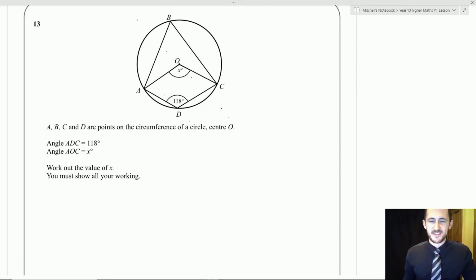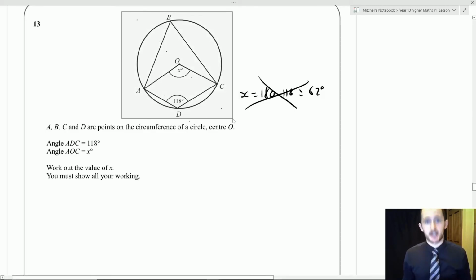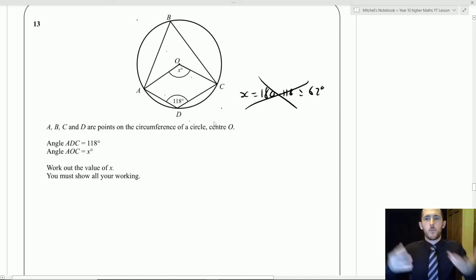Yeah, fair point. What some people say is X is just equal to 180 minus 118, which is 62, because opposite angles in a cyclic quadrilateral add up to 180. This is completely wrong. For a cyclic quadrilateral, all four points have to be on the circumference. So this thing is a cyclic quadrilateral, not this thing. Okay, well, if we're not sure what to do, again, follow the advice we just figured out.